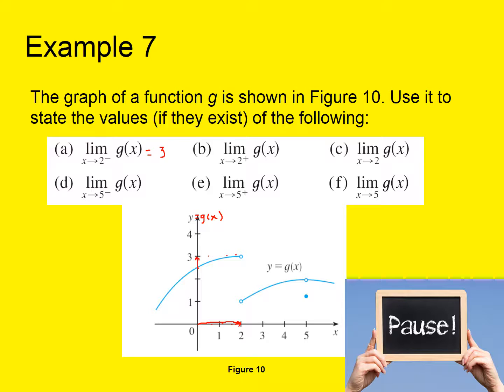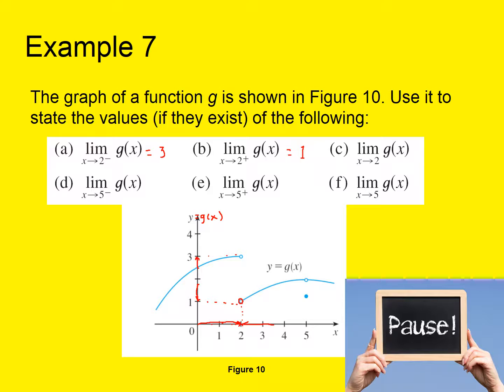Part B, what about as x approaches 2 from the right? Well, as x comes from the right, from the greater numbers, toward 2, g of x is actually decreasing to 1. Because the point 2, 1, well, it's not on the graph, but the endpoint is there, even though the graph does not contain the endpoint. So this is 1.